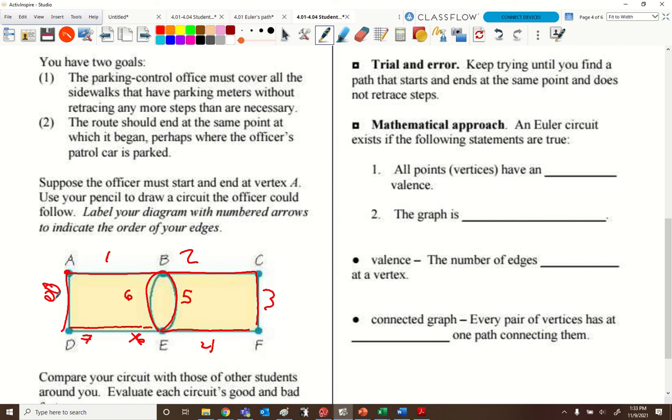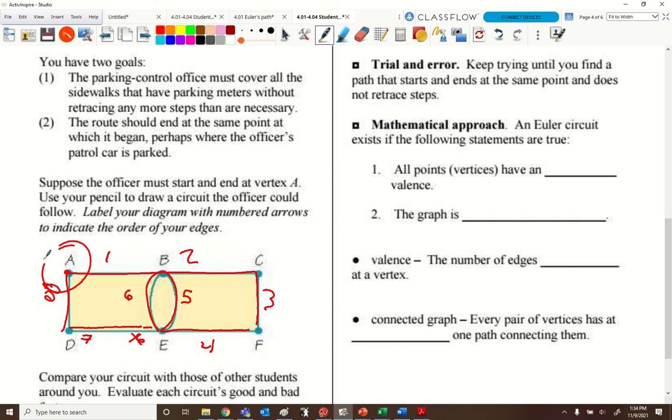So right here, there could have been more than one answer though. You could have gone a different way and still gotten the same answer. So is this one here a Euler circuit? Yes, because I used all the sides only once and I start and end at the same spot. So that one is a Euler circuit.